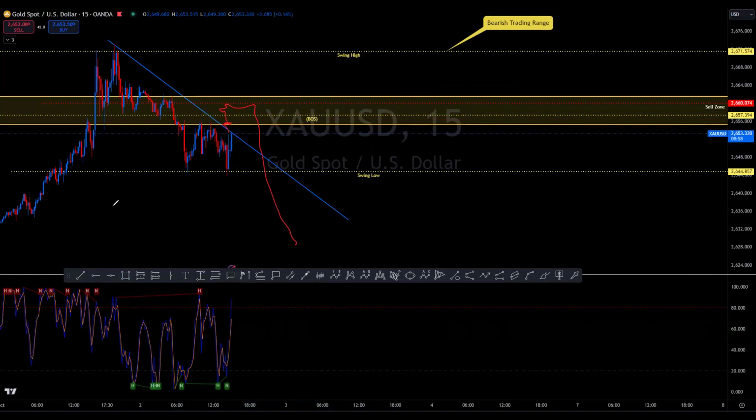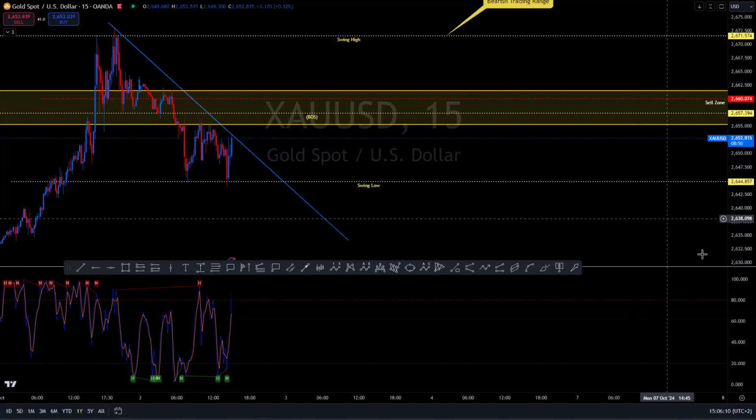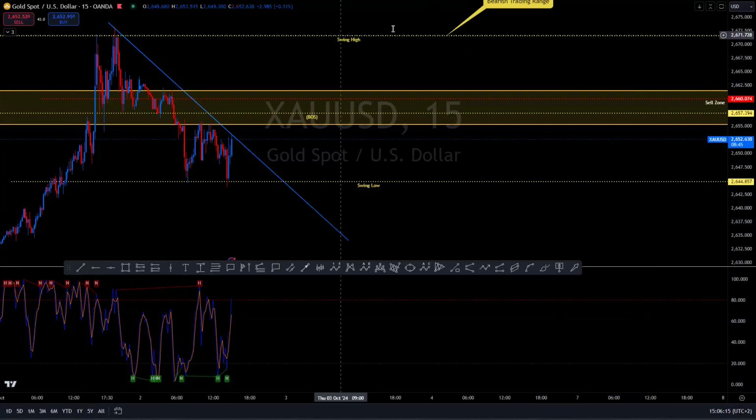So what we're going to do is just turn on the cheat code indicator, just to see what price lines up with everything. Let me save my progress first.